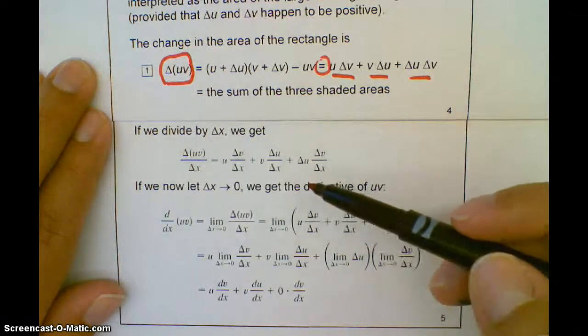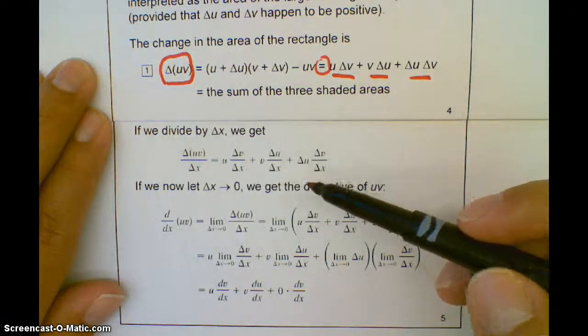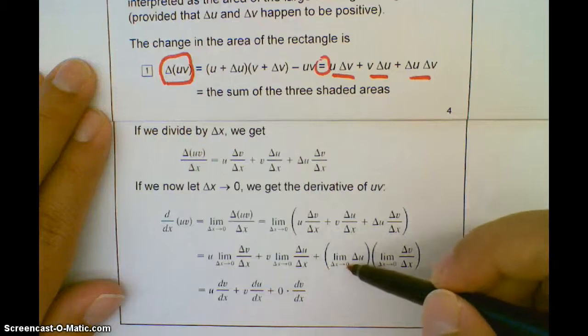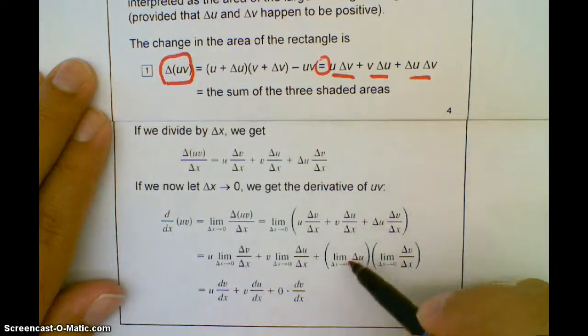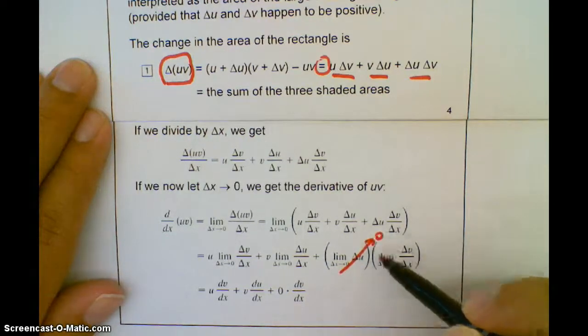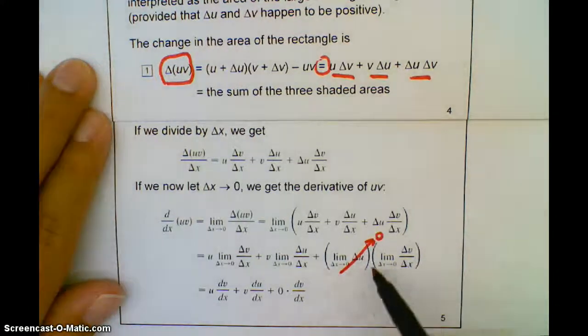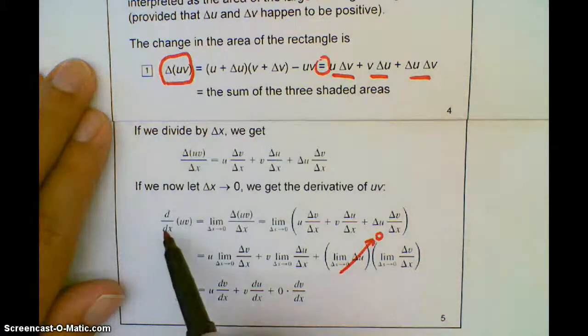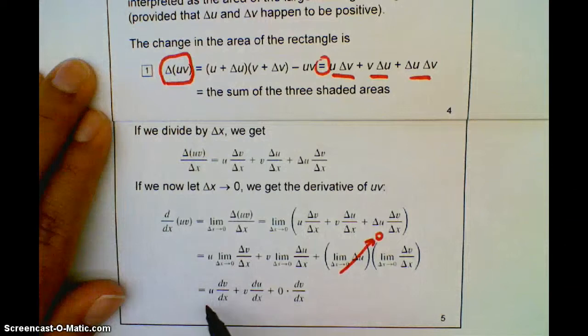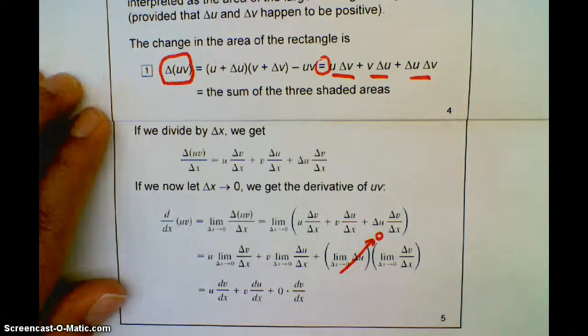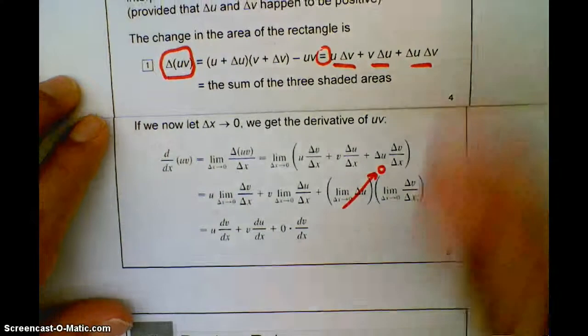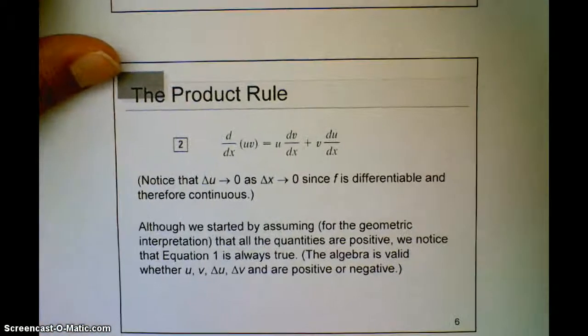Now, as I'm changing x very, very small, almost like nothing, this limit right here is the one that becomes 0. So therefore, the third term gets canceled out, and the derivative of a product is simply the sum of the first function multiplied by the derivative of the second function, and the second function multiplied by the derivative of the first, as you can see on the next slide right here.